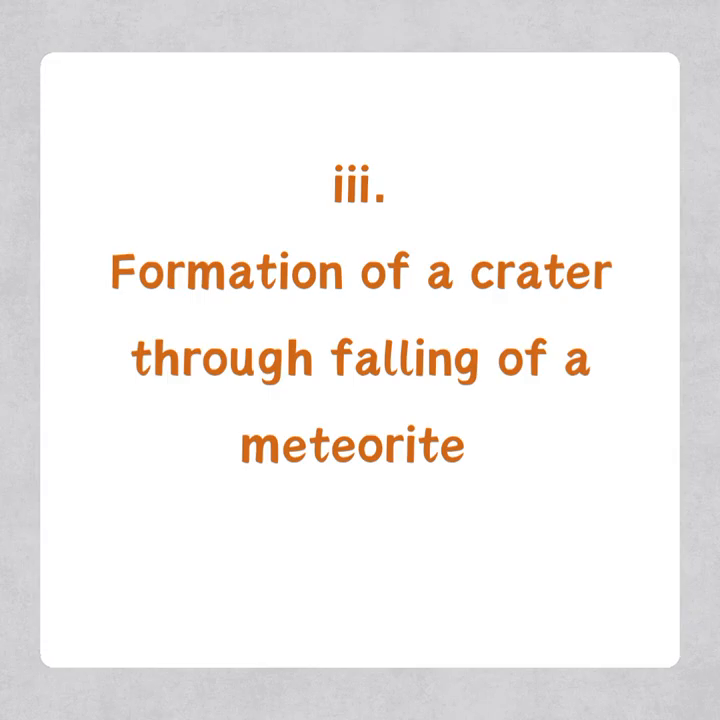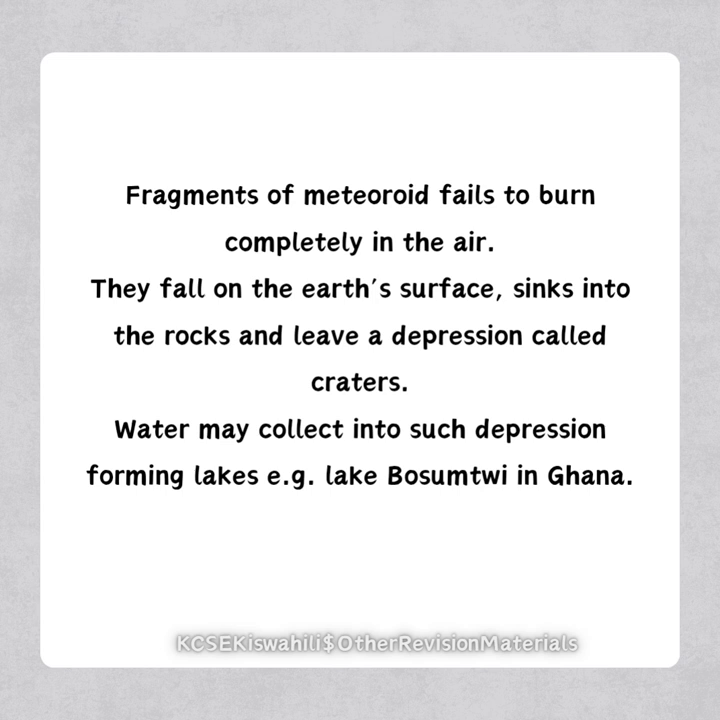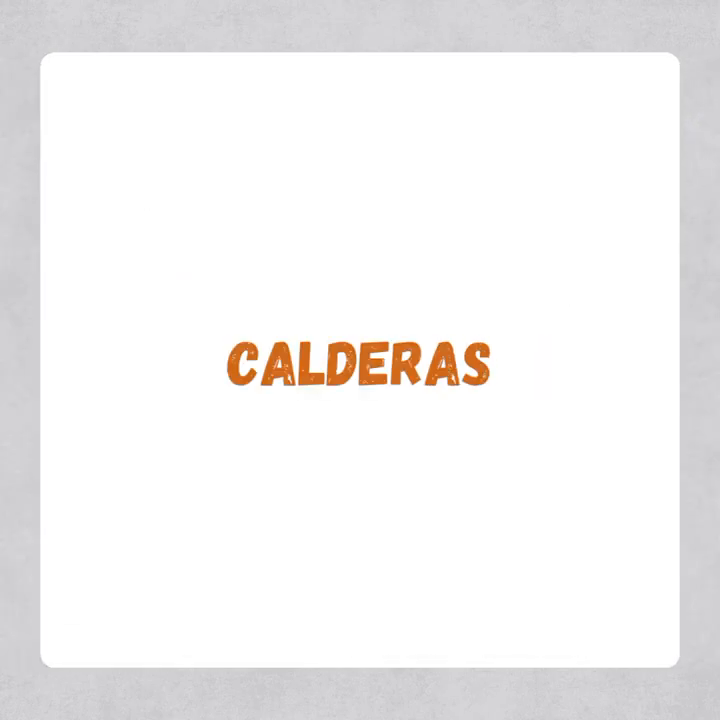As we mentioned earlier, a crater can also be formed when a meteorite hits the ground. Fragments of meteoroids fail to burn completely in the air. They fall on the Earth's surface, sink into the rocks and leave a depression called a crater. Water may collect in such a depression, forming lakes, e.g. Lake Bosumtwi in Ghana.